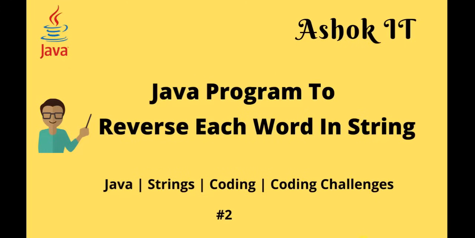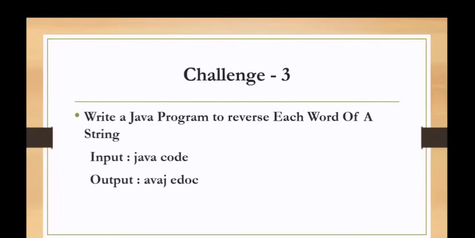How to reverse each word in a given string by using a Java program. Here I am taking the input string as "Java code" which contains 2 words. Now we need to write the logic to reverse each word. Java should be reversed and code also should be reversed, and this is our expected output. So let us see what is the approach that we need to follow to achieve this. Then we will convert that into an executable program.